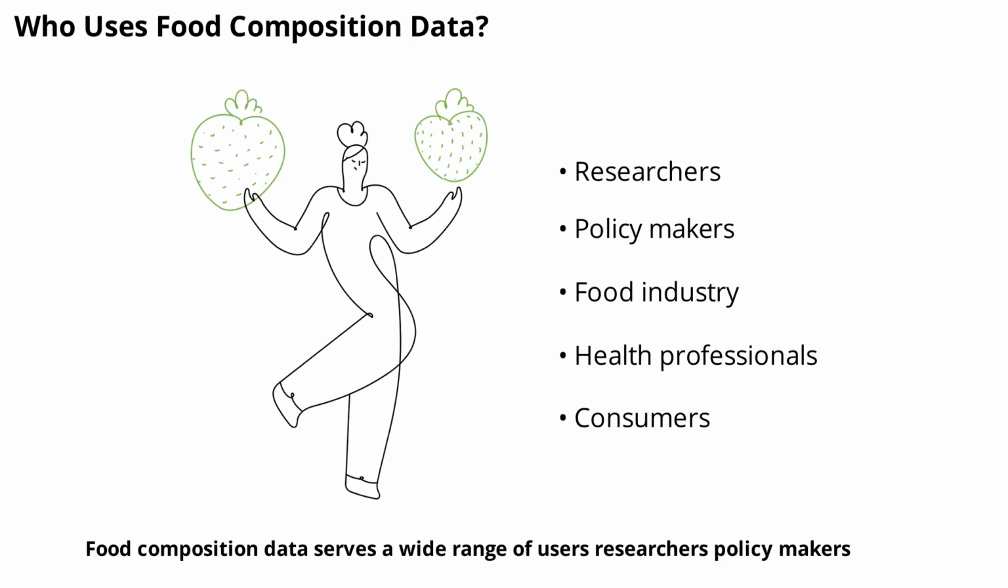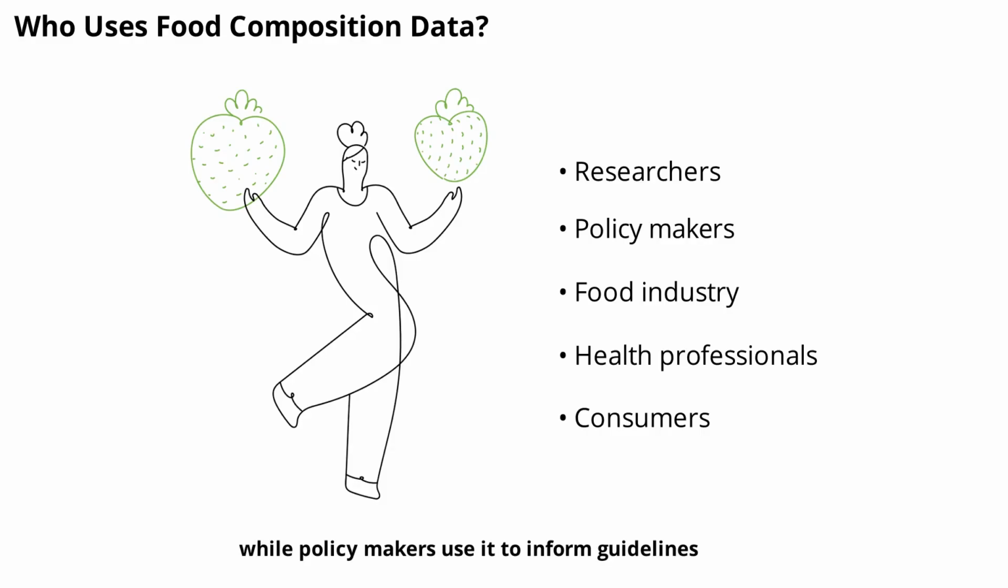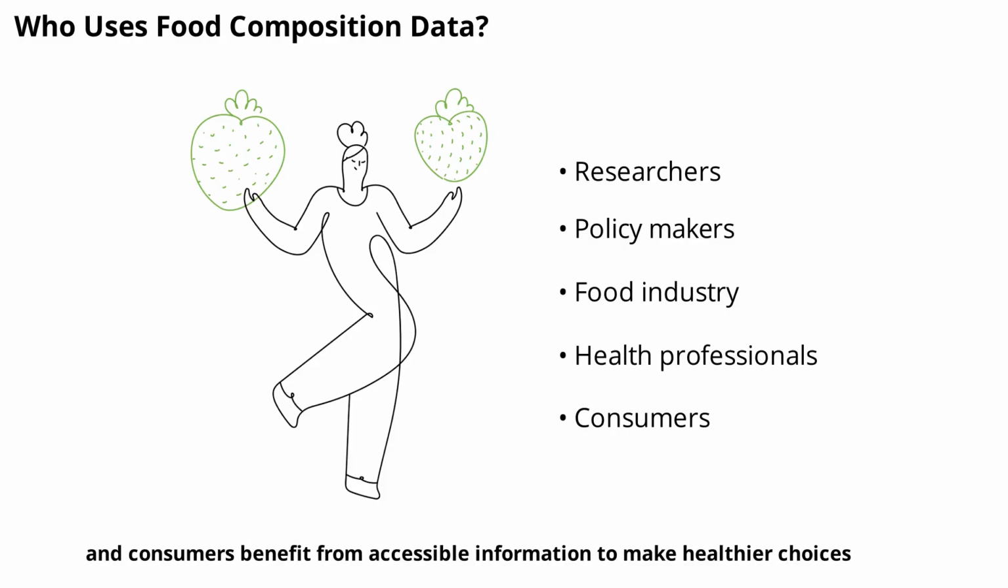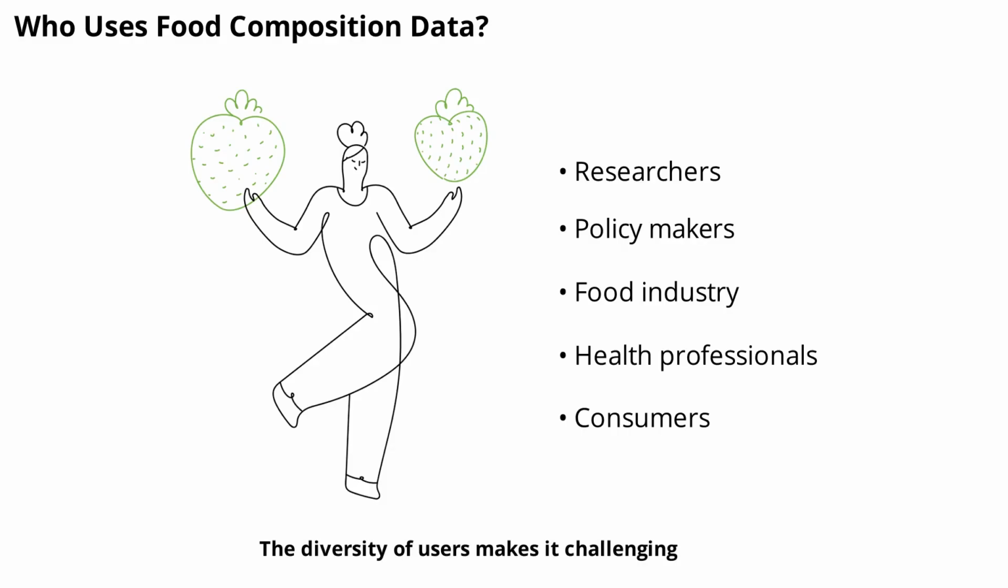Food composition data serves a wide range of users: researchers, policymakers, the food industry, health professionals, and consumers. Each group has unique needs. Researchers require detailed data for studies, while policymakers use it to inform guidelines. The food industry relies on it for product development and labeling. Health practitioners use it to advise patients, and consumers benefit from accessible information to make healthier choices. The diversity of users makes it challenging to provide data that meets everyone's needs.